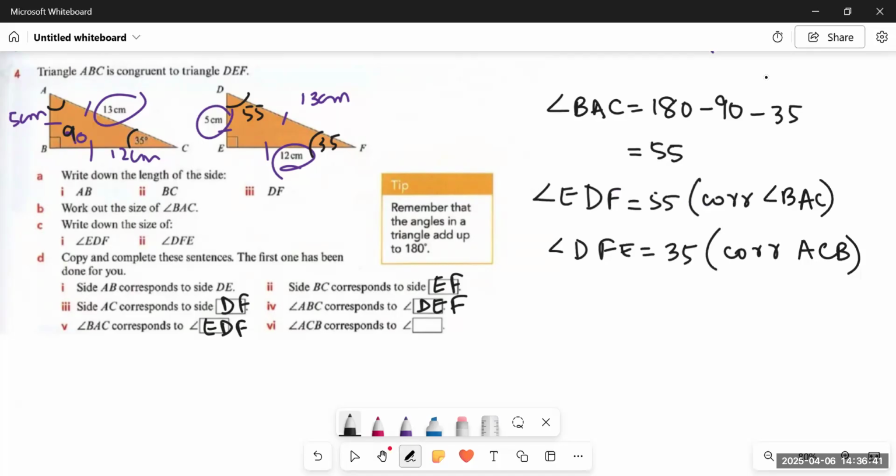And then ACB corresponds to DFE. You have to be very careful with the sequence. Where is the angle starting from and where is it ending, and which one is the midpoint?